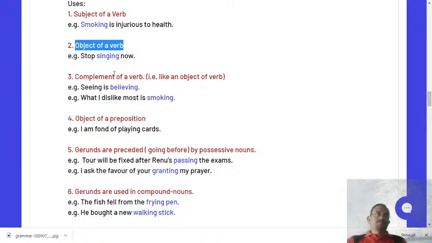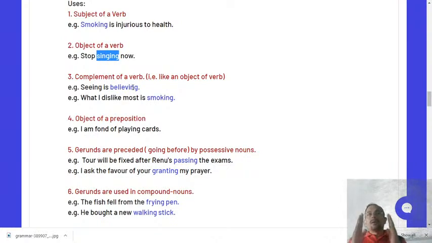Okay, so stop singing now. Stop singing now. The word singing is here a gerund. And why should we call it a gerund? What characteristic of a gerund does it follow so as to qualify to be called a gerund? It is performing the role of object here. Okay, it is the object of the verb.